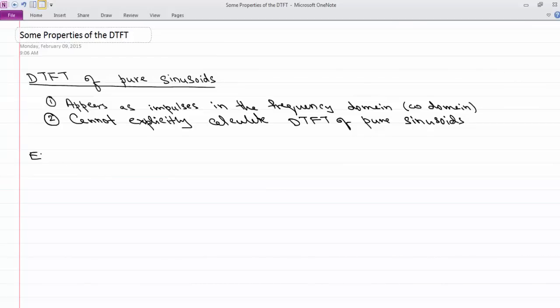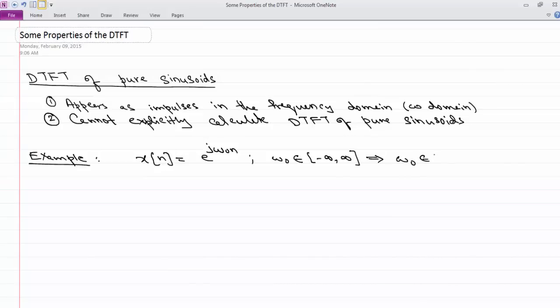So let me give you an example of a pure sinusoid. So let's say x[n] equal to e to the j omega naught n. So omega naught is any value between, let's say, minus infinity to infinity. But since we always talked about the discrete time frequencies, the most important part is between minus pi and pi. So we'll first of all reduce that omega naught to a value between minus pi and pi. Okay. So we are in the fundamental period or fundamental frequency between minus pi and pi.